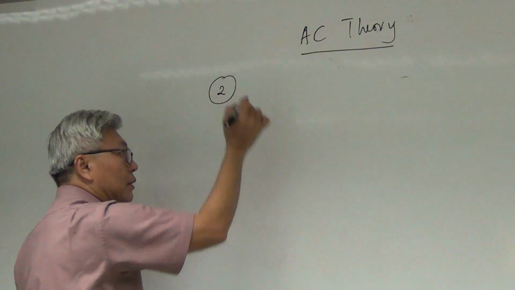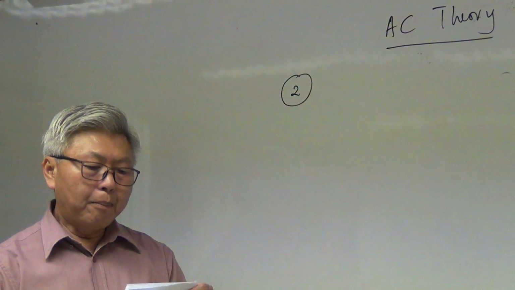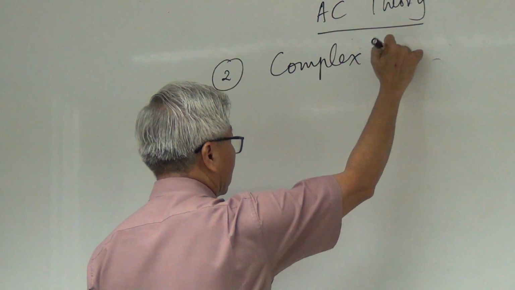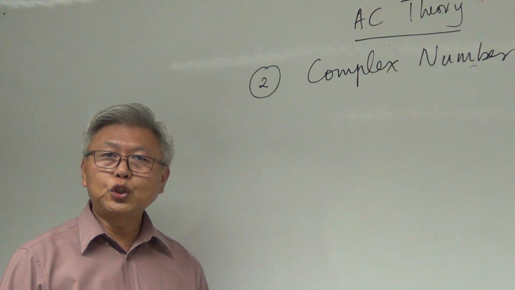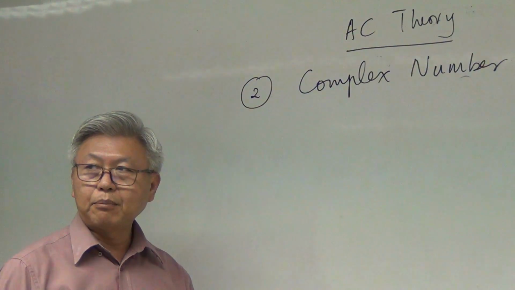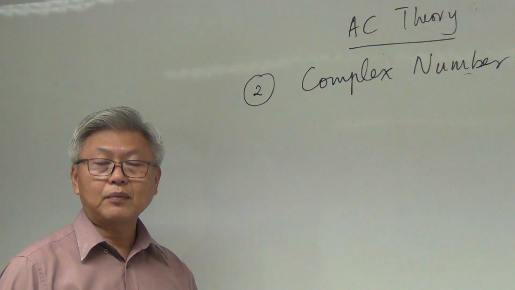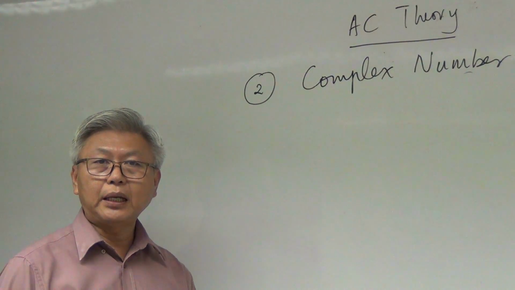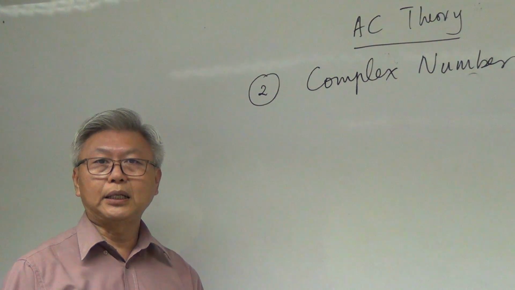Alright, second point about our AC theory now is about the complex number. Do you still remember your complex number? Okay, you must, for this module, a lot of the mathematics are actually based on complex numbers. So you must know how to use your calculator to do complex number mathematics. If you have forgotten about it, go Google and find out the manual and then find out how to convert rectangular number to polar number and polar number to rectangular number.